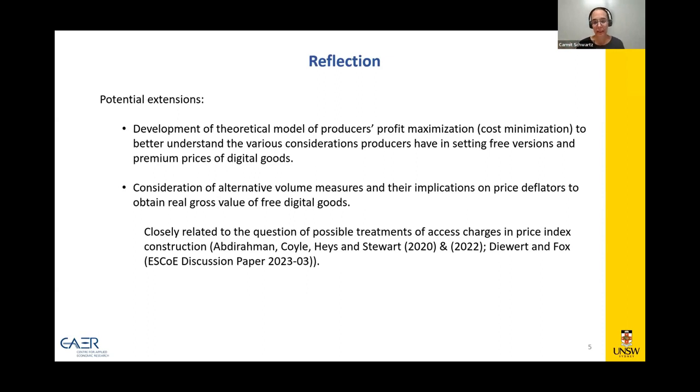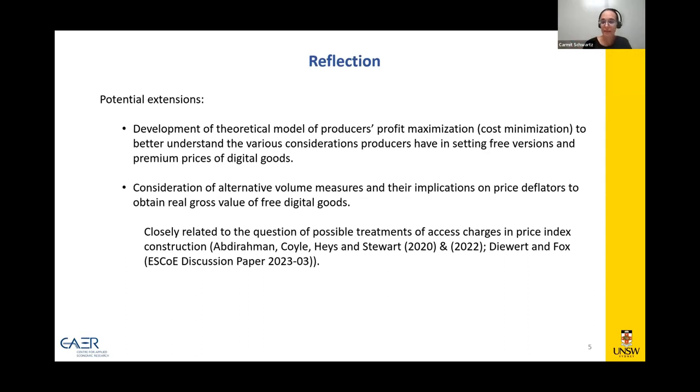Now, the first extension that I would like to offer is the development of a theoretical model of producer profit maximization or cost minimization to better understand the various considerations that producers have in setting free versions and premium prices of digital goods. Now, this can shed light on the relationship between the free and the premium components, and they might not be necessarily additive as John modeled in his paper. I think it is possible to model using abstract functions with certain properties and then derive explicit formulas by specifying plausible functional forms. And this can, in turn, affect the hedonic regression modeling.